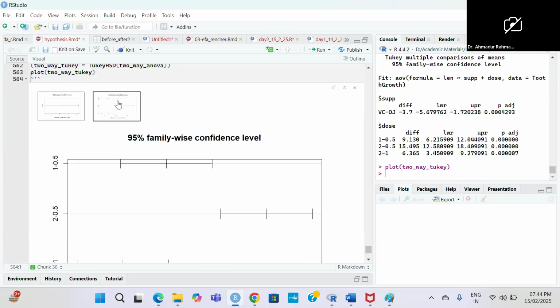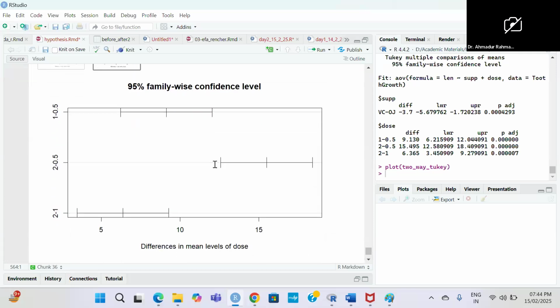And then we have another for dose, and here there is no 0: 2, 5, 10, 15. अगर जीरो की लाइन इसको कट नहीं कर रही है तो इसका मतलब क्या है? They are highly significant. So this is all from my side. If you have any question, you may ask.